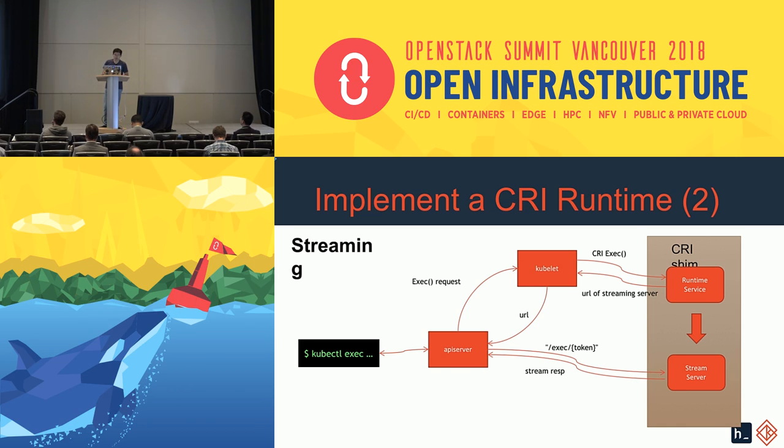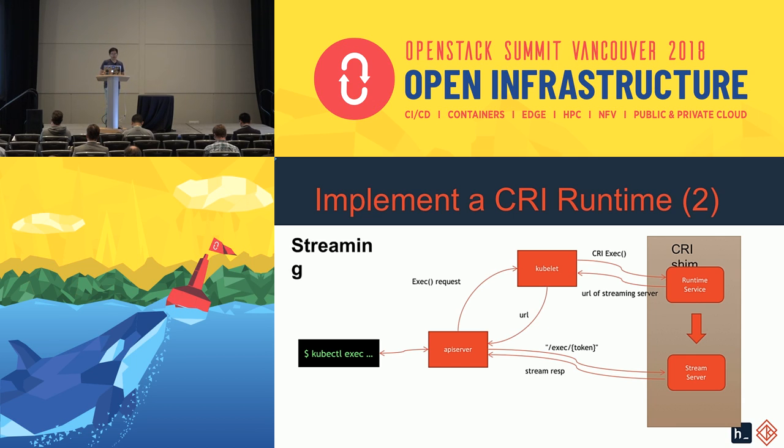And there is also a part about streaming in the CRI, and this is a bit new in the CRI interface. From the beginning, the Kubernetes API server needed to set up a stream connection with the kubelet, and then the kubelet would have a stream line with the runtime, and the runtime with the container. So there's a long pipeline.